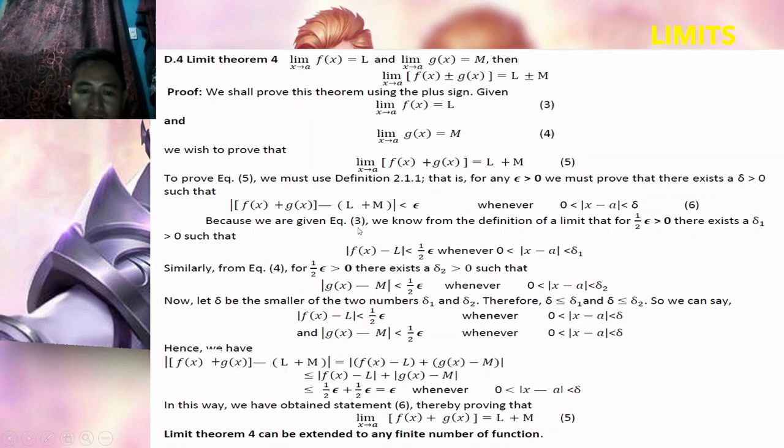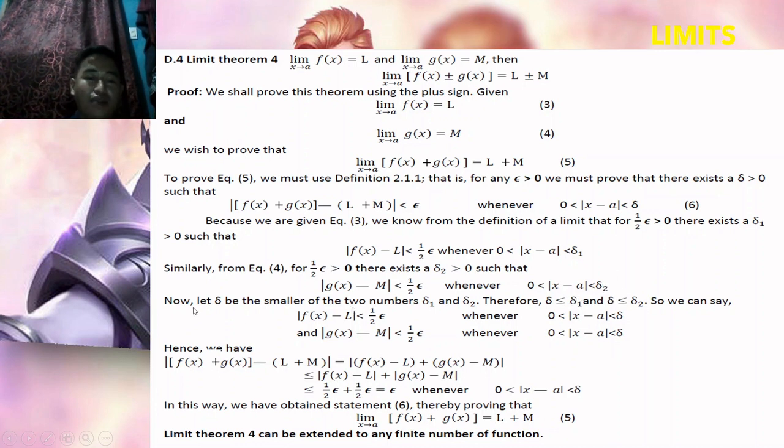Okay, this is equation 3: |f(x) - L| < 1/2 ε whenever 0 < |x - a| < δ1. For equation 4, for 1/2 ε greater than 0, there exists a δ2 greater than 0 such that |g(x) - M| is less than 1/2 ε whenever 0 < |x - a| < δ2.